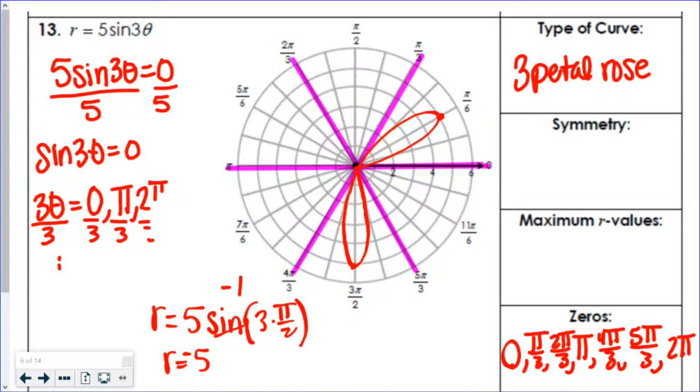All right, the next one would be 5 pi over 6. It's my next halfway point between the zeros. So if I plug in 5 pi over 6 here, these cancel, and I end up with 5 pi over 2. So here's pi over 2, here is 3 pi over 2, 5 pi over 2 back.